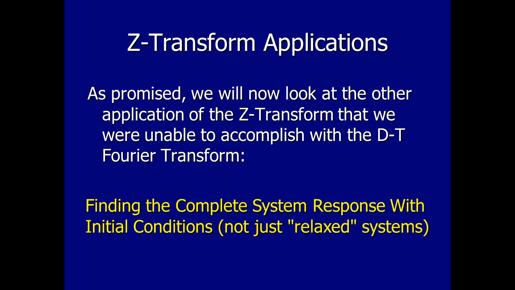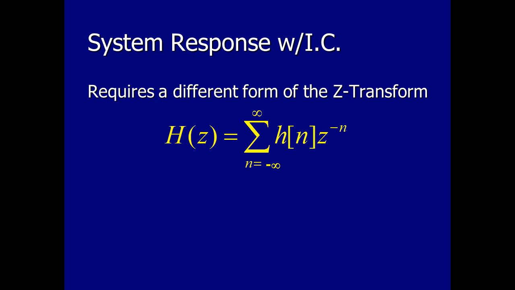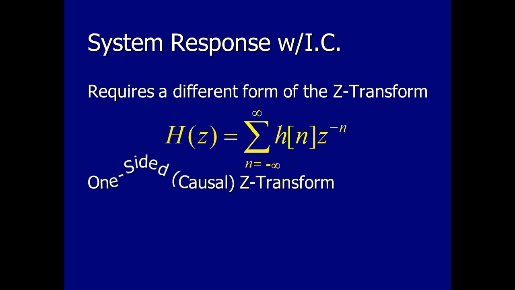If I put a causal signal into a system that has some initial conditions and has a causal unit sample response, what's the system going to do? For that, it requires not our standard form of the Z transform, which is actually called a two-sided Z transform, but a one-sided or causal Z transform, which is identical except the lower limit of the summation is not minus infinity, it's changed to 0. So I'm only summing from n equals 0 forward to positive values of n.